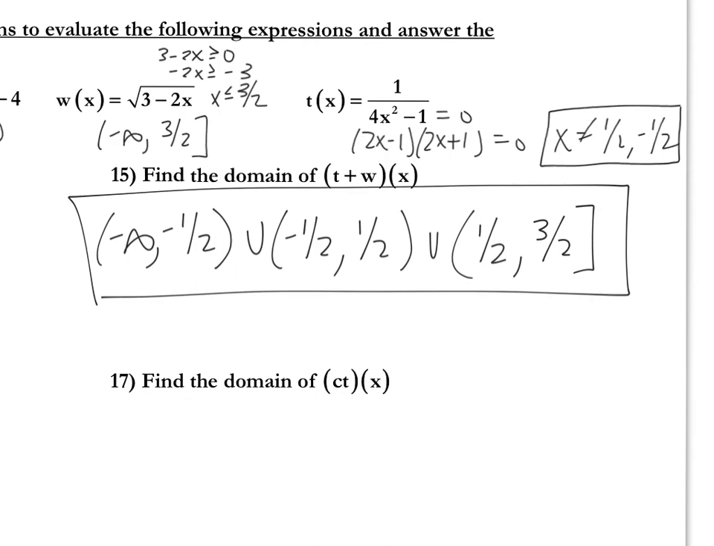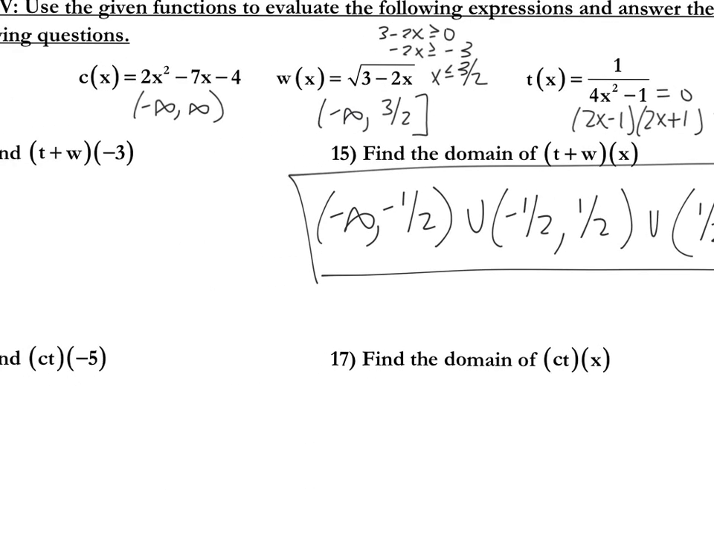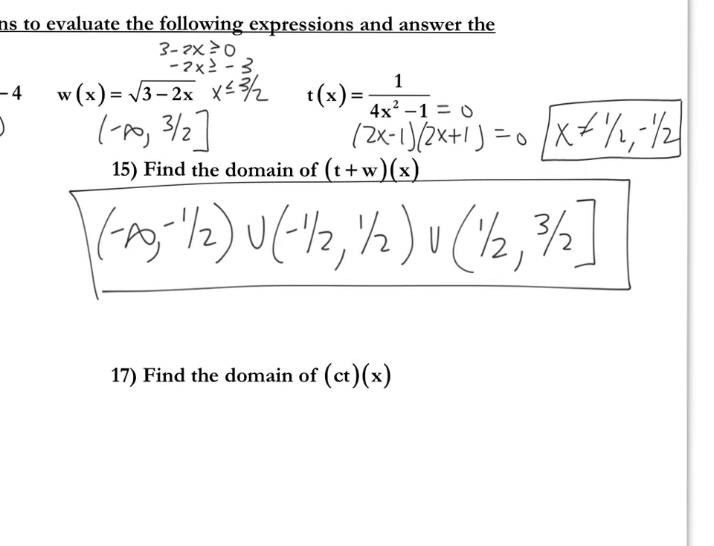Now let's do the domain of c and t. So remember that c had no rules. That was negative infinity to infinity. So when I combine this rule, which is no rules, with this, that means that these are the only two rules I have to obey. So negative infinity to negative 1/2. Can't use negative 1/2 because it's in the denominator. Negative 1/2 to positive 1/2.